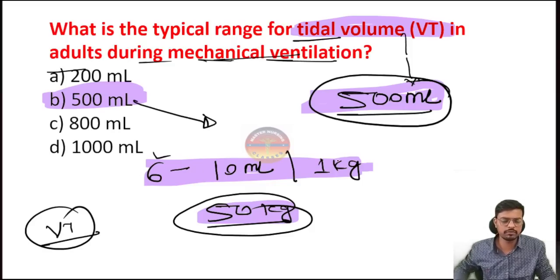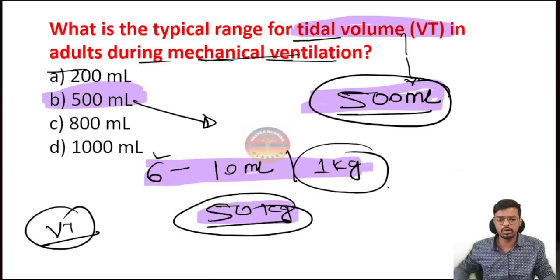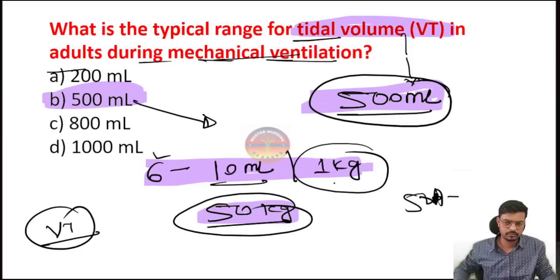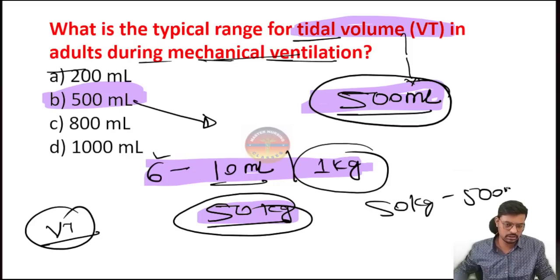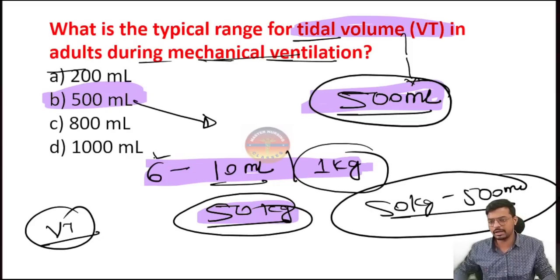You have to use 6 to 10 ml of air per 1 kg of body weight, and the patient is 50 kg. For 1 kg it is 10 ml, so for 50 kg it is 500 ml, right? So this is how we have to calculate the tidal volume in the mechanical ventilator setting. Okay, so the question will come.